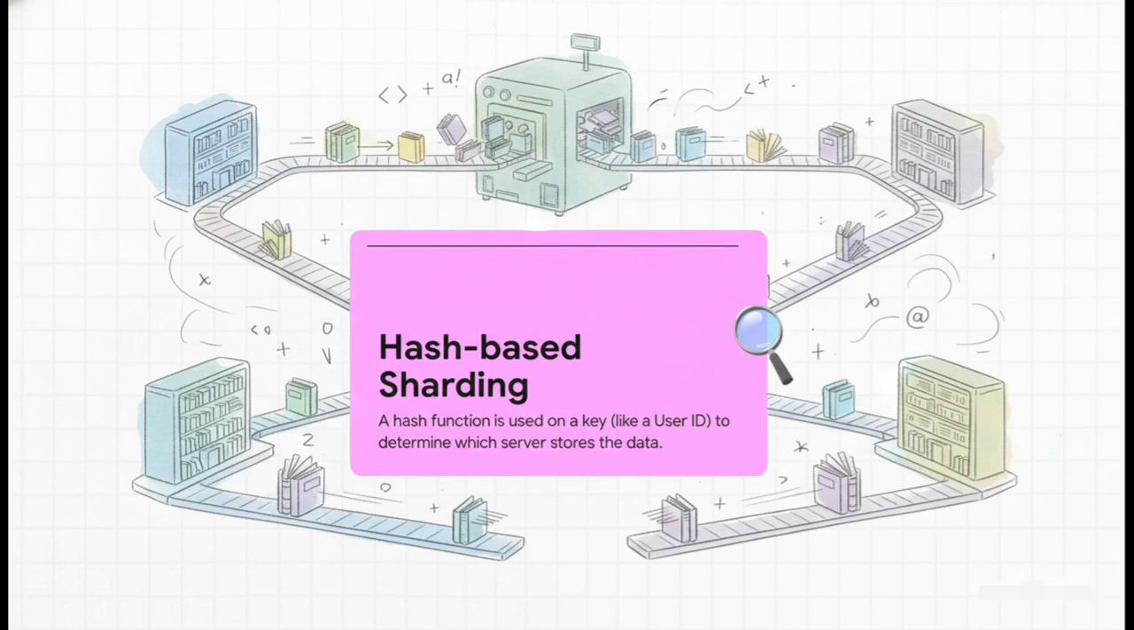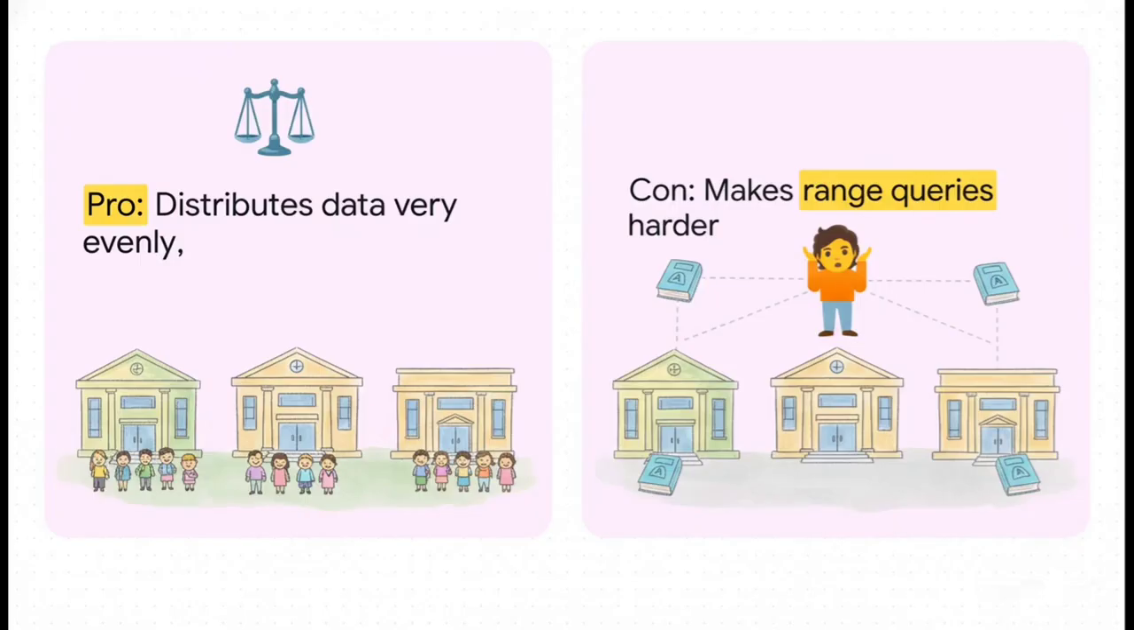It takes every single book, runs a quick calculation on it, and sends it to a very specific branch. The result might look random, but it's actually designed to spread all the books out perfectly evenly across all the libraries. The huge advantage here is a beautifully even distribution. No single library branch gets overwhelmed, so you completely avoid those hotspots.